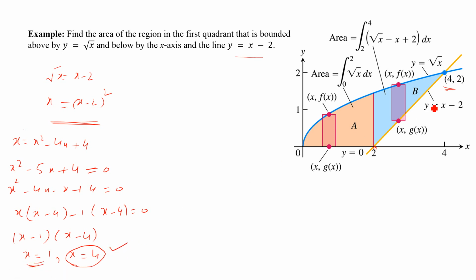This is the point where both the curves intersect. So x is equal to 4, and for x equal to 4, how to find y? We just plug 4 in this equation, we have y is equal to 2. So this is the point, x is equal to 4 and y is equal to 2. So this is the point (4, 2), which is the point of intersection.